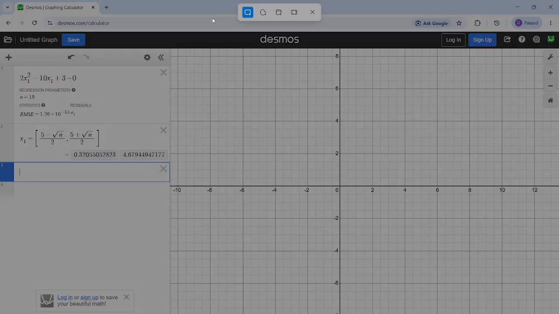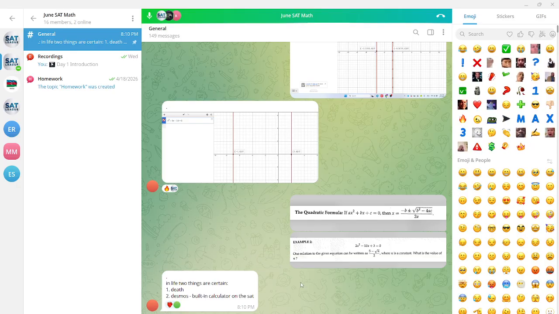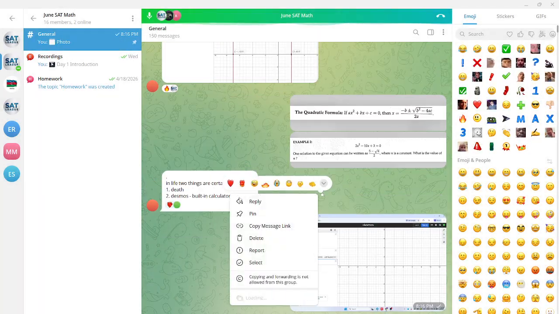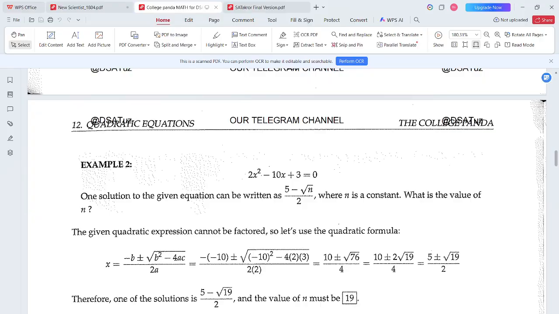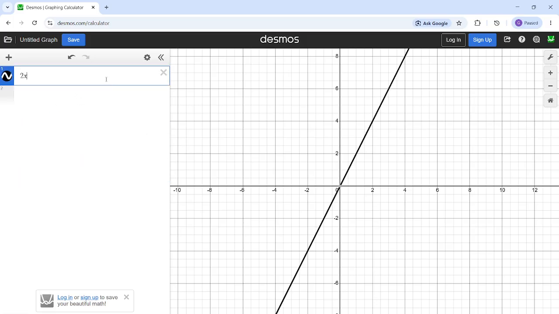So let me screenshot it and send it to the channel. Yeah, Desmos is very helpful in these types of questions, or overall on the SAT math section.